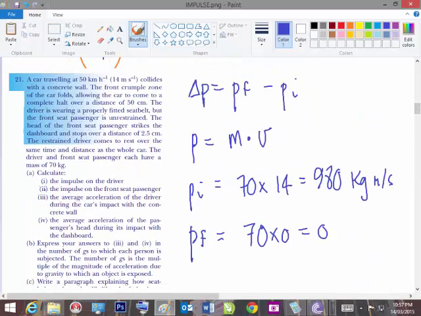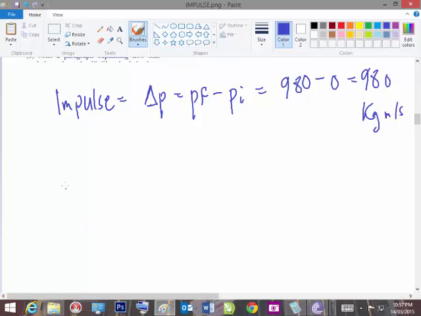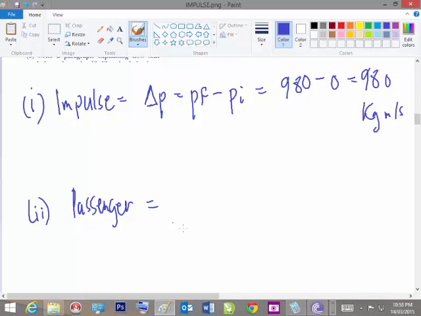Right. So the second part of the question, the impulse on the front seat passenger. The impulse of the front seat passenger is exactly the same, because he is also initially traveling at the same speed. So this is for question 1. Question 2, the passenger was also traveling at the same speed and also came to a complete stop, and so impulse is equal to change in momentum, so his impulse is the same.